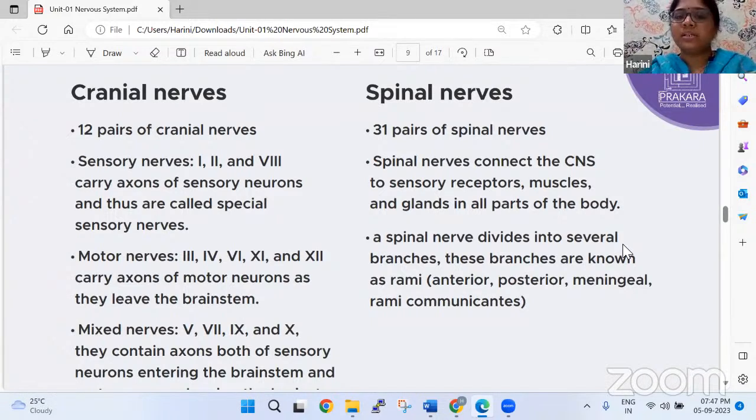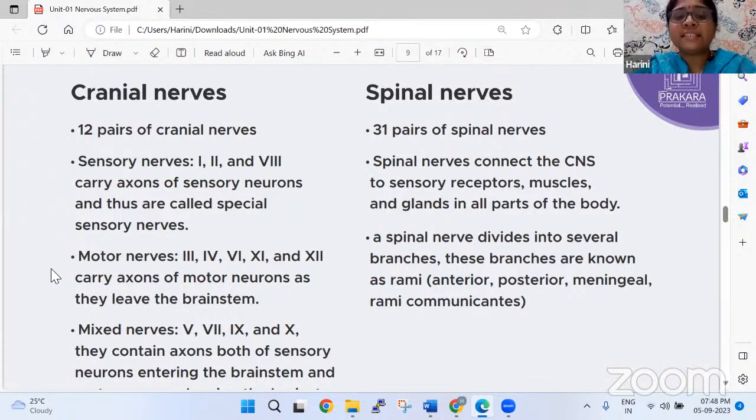So what are these cranial nerves and spinal nerves? Simple. The nerves originating from the brain are known as cranial nerves. The nerves originating from the spinal cord are known as spinal nerves. We have 12 pairs of cranial nerves and 31 pairs of spinal nerves. We all have an idea of these 12 pairs of cranial nerves, and they are divided into three major types: sensory nerves, motor nerves, and mixed nerves.